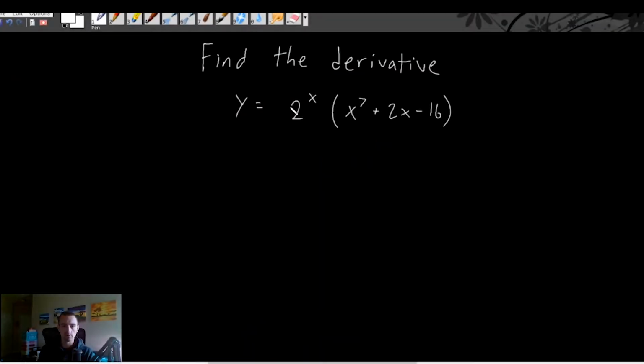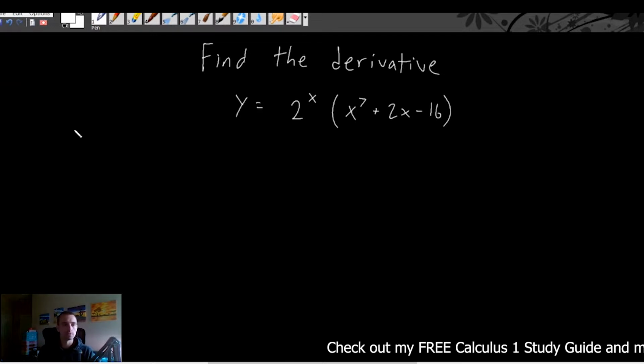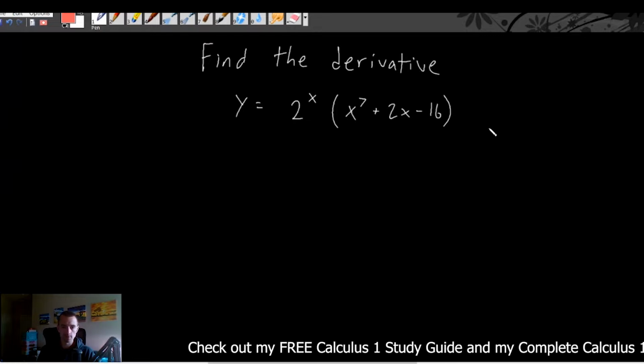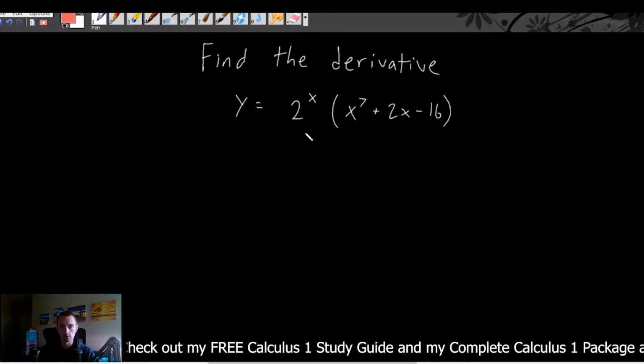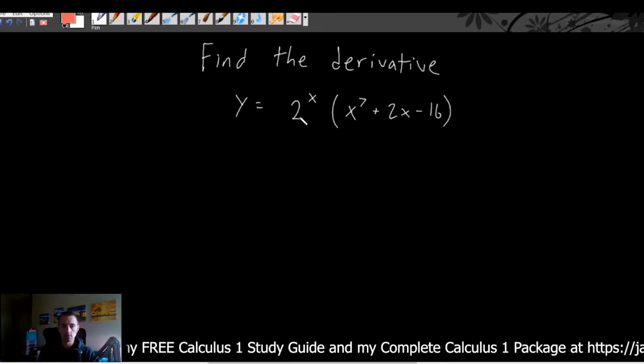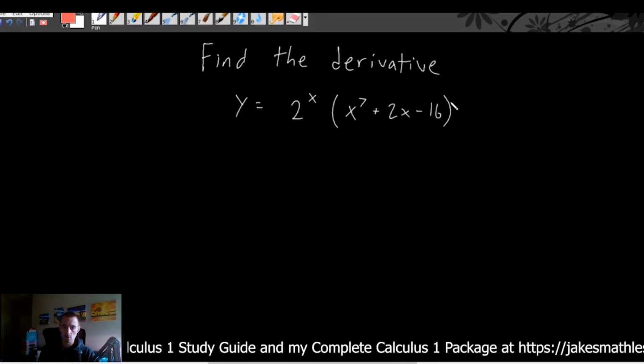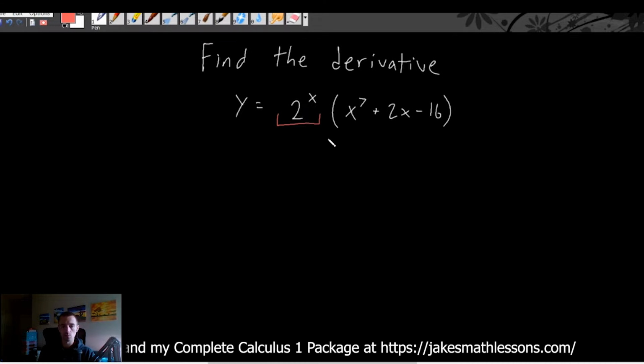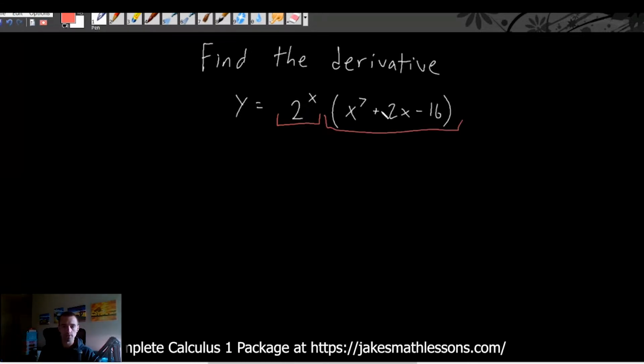We're going to find the derivative of 2 to the x times, all in parentheses, x to the 7th plus 2x minus 16. So again, with product rule, first thing you need to do is just figure out what are the two pieces that are being multiplied together to give you this overall function. Well, since we can see this 2 to the x is being multiplied by all the stuff within the parentheses here, we could basically just call the 2 to the x one thing. Everything within the parentheses here are other things. So we'll say this is f and this is g.